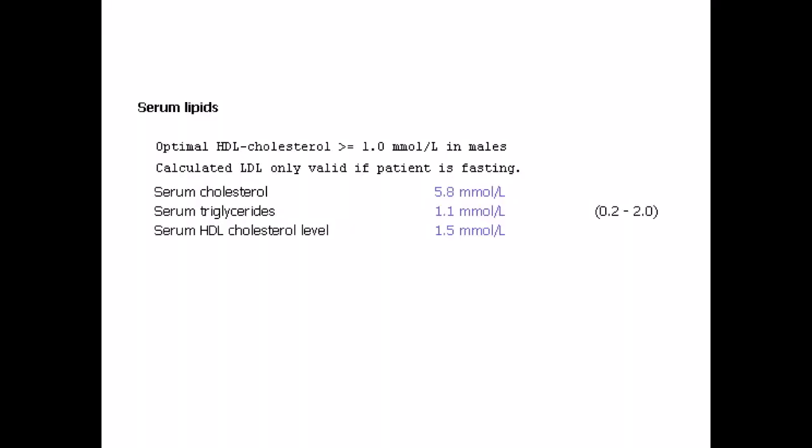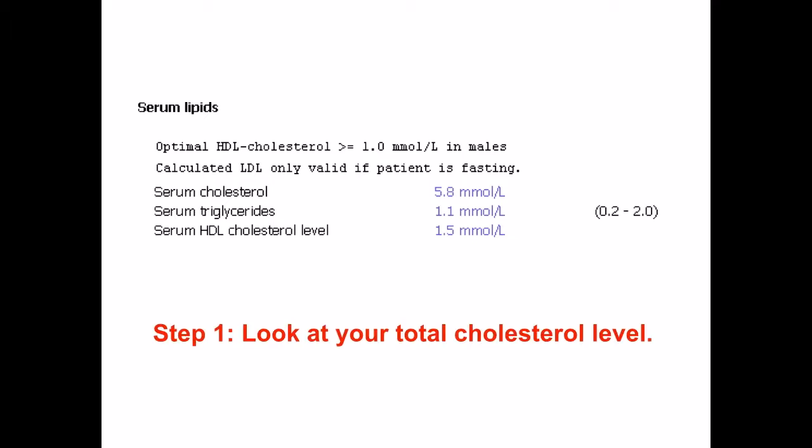So what we intend to do now is just go through a couple of examples. This one in front of you shows some cholesterol results. On your patient summary sheet, what you will see is a serum total cholesterol result and a serum HDL cholesterol result. For the time being, just ignore the triglycerides. As we have explained earlier, the first step is to look at your total cholesterol level. This has been highlighted in red.